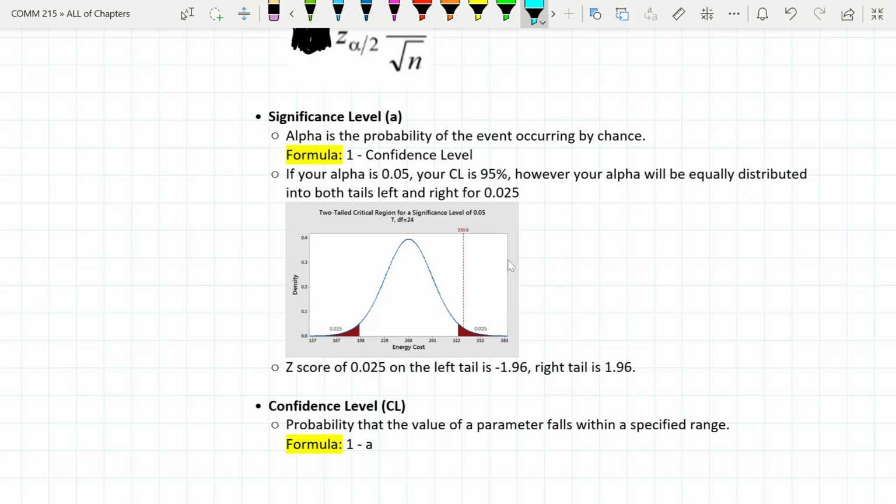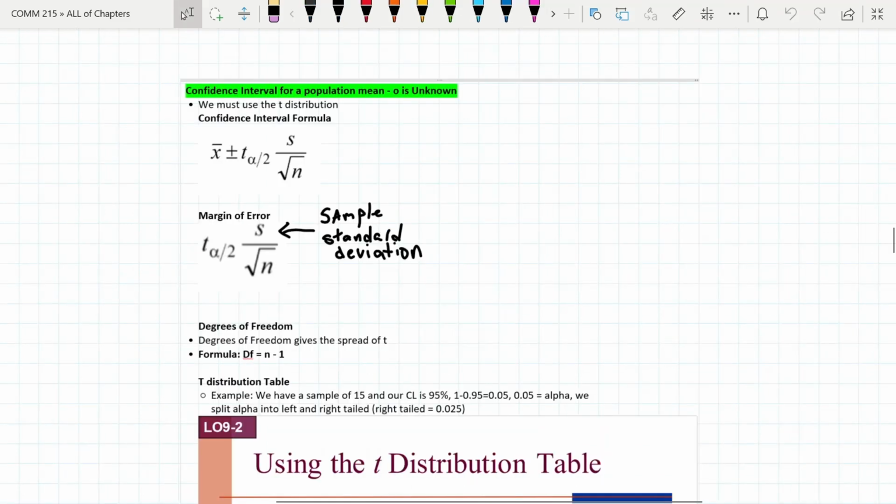So like I was saying before, if you find your confidence level, which is the probability that the value of a parameter falls within a specific range, so that's what it is. The formula is 1 minus alpha. So confidence level and your alpha, which is the probability of the event occurring by chance, correlate to each other. So if you find one, you can help find the other one. So I hope that explains it.